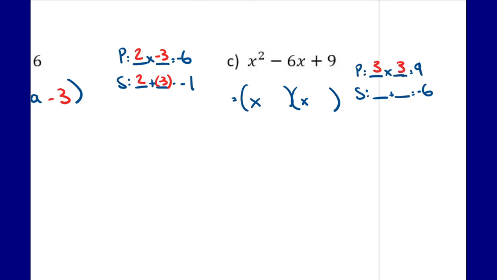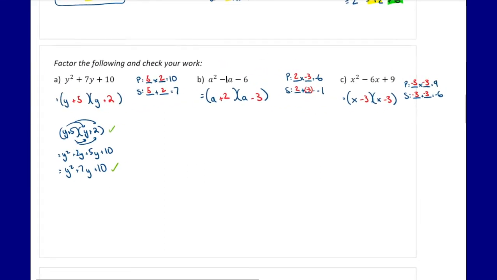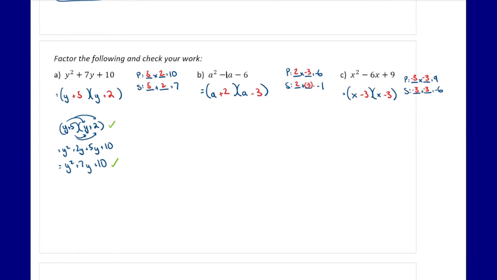However, 3 plus 3 gives me positive 6. I want negative 6. So if I want negative 6, both of these numbers will have to be negative. A negative times a negative still makes a positive, so that's okay. And a negative plus a negative gives me a negative. So negative 3 is in the first bracket, negative 3 is in the second bracket. And that is our factored form. So again, you can go back and double check these answers by multiplying if you're unsure.